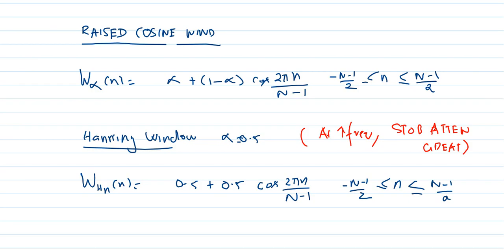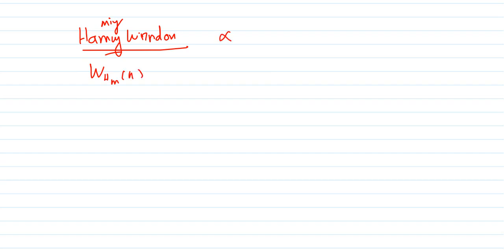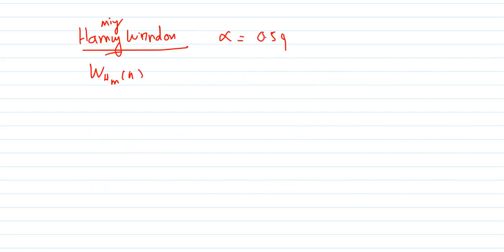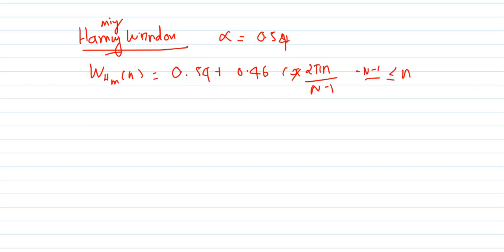The next variation is called the Hamming window. The previous one is Hanning, this one is Hamming. So WHM of n: in this case you take alpha as 0.54 in our raised cosine window, and you will get the Hamming window. So it is 0.54 plus 0.46 cos 2 pi n by (N minus 1). Again n ranges from minus (N minus 1) by 2 to (N minus 1) by 2, and it is equal to 0 otherwise.